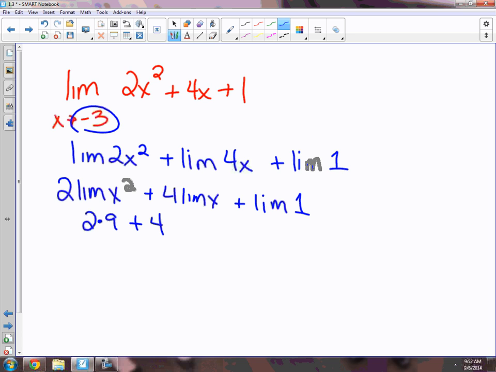Okay, so we've got this, and then for Luke's step, he said we're going to use our scalar, so we bring the 4 out, and then the limit of x, this is our second shortcut, where it's the limit of x, so you plug in what x is approaching, so you plug in a negative 3 for x. Does that make sense? Okay. Let's see here. Emily, what's the limit of 1? 1. Good. And then we go through and we simplify, and we get 7.